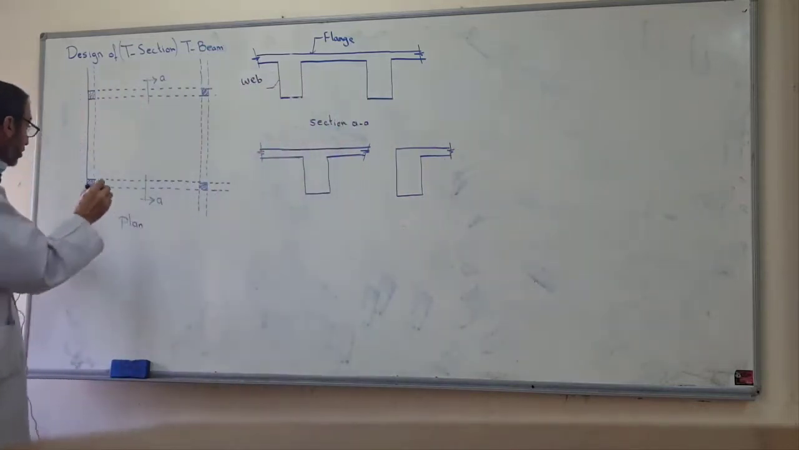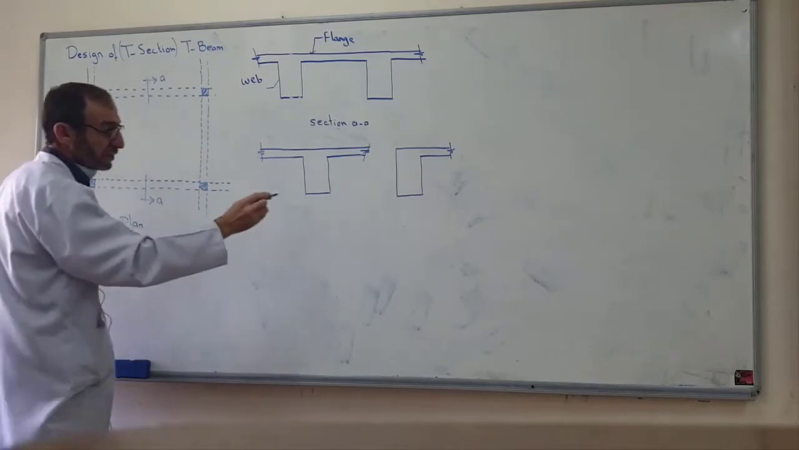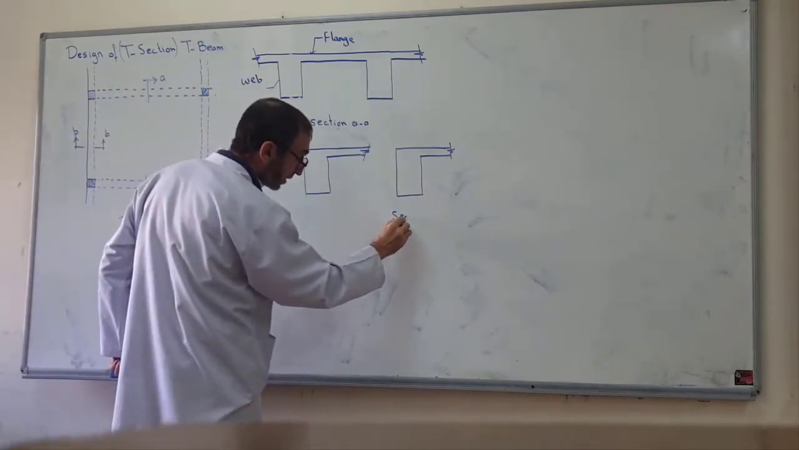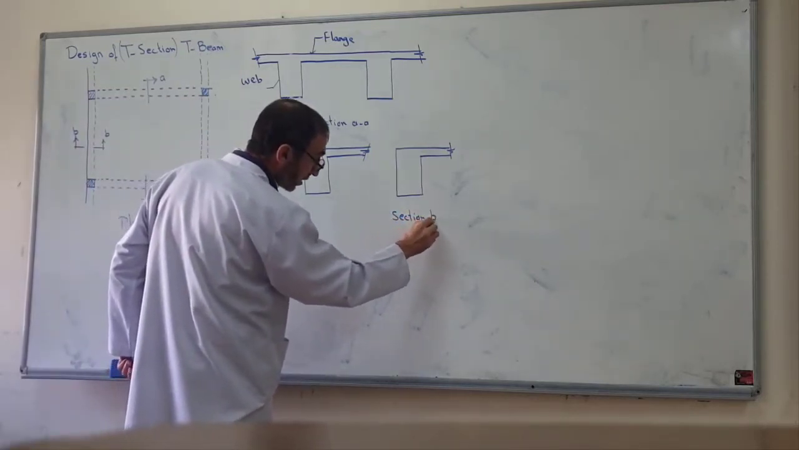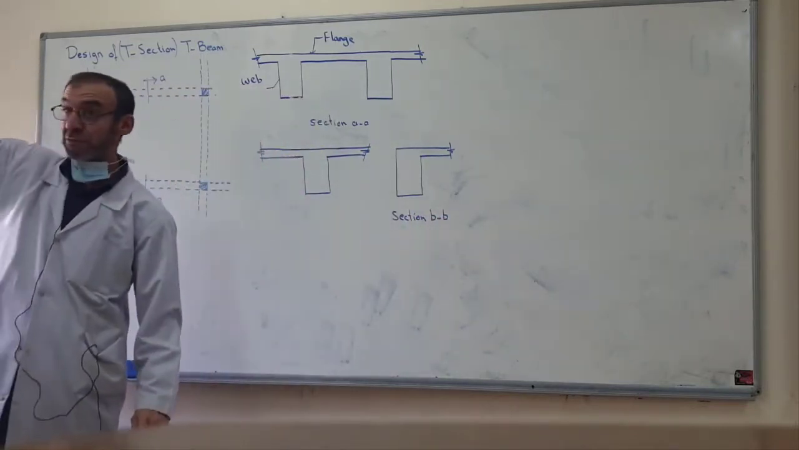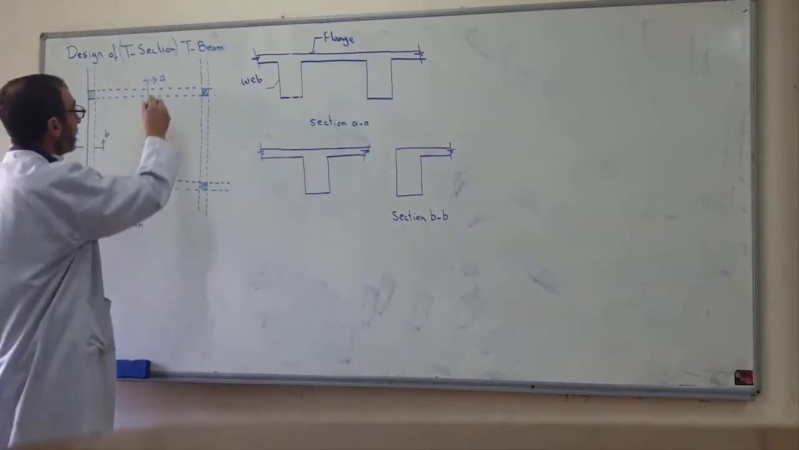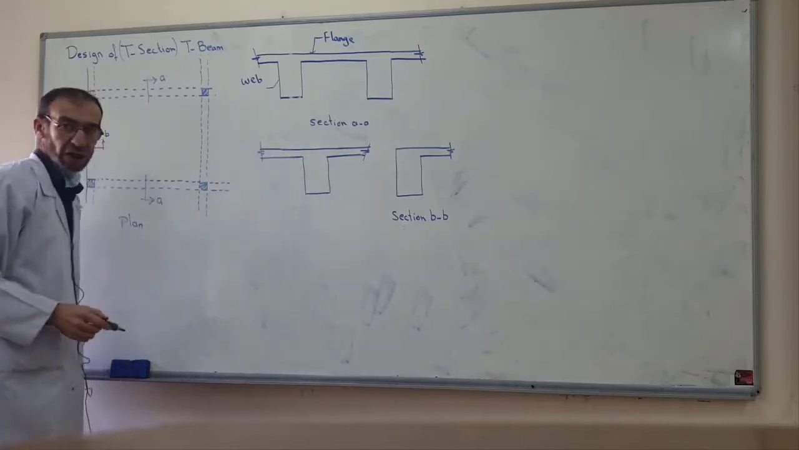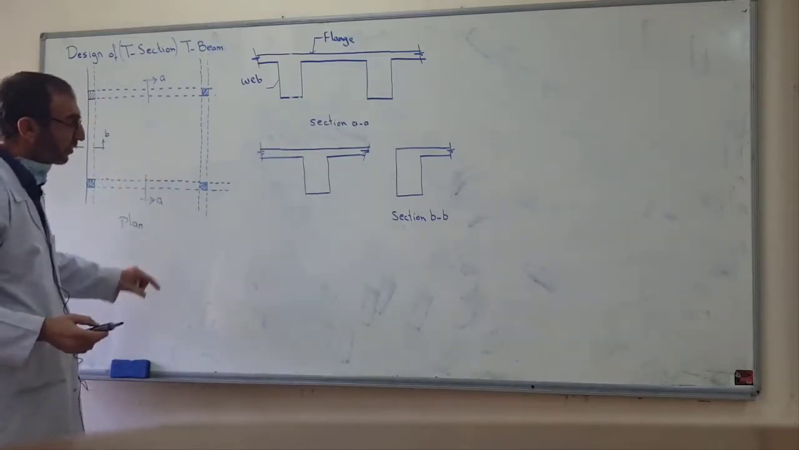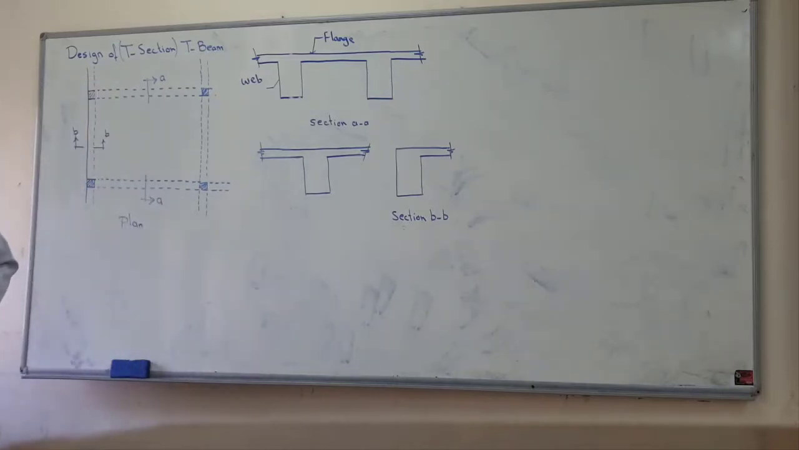However, if we take section here, for example, this is section B, this is section BB. This is section BB. We can have a rectangular beam or a T beam.